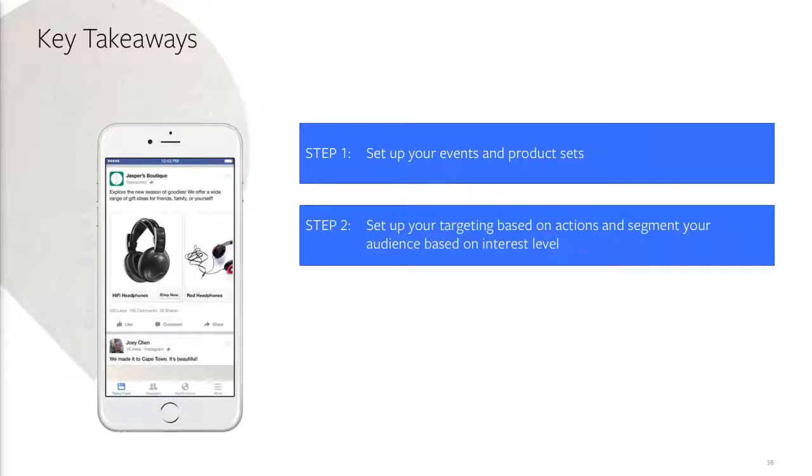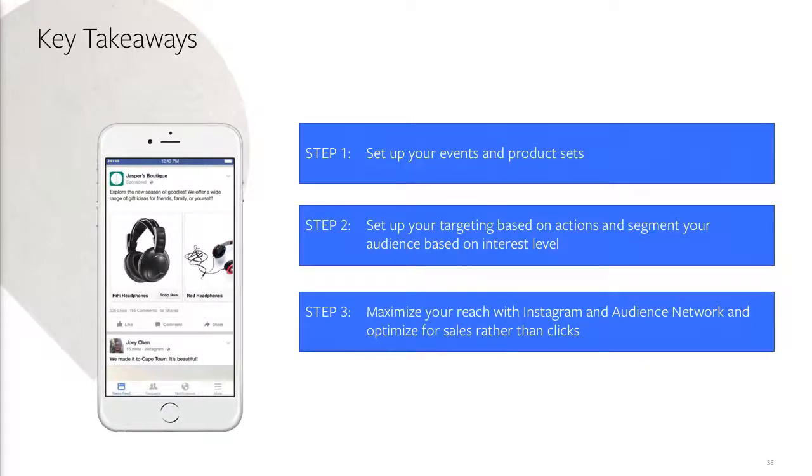Step 2, make sure you set up your targeting based on actions and segment your audience based on the interest level. For example, you can set up different ad sets that target people who had viewed but not purchased than people that have added to cart but not purchased. Setting up your targeting options and your product sets appropriately are one really important way in order to maximize your success with dynamic ads.